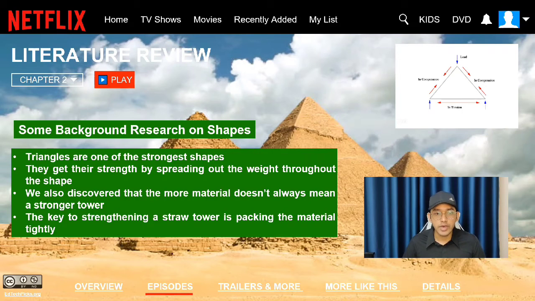In addition, we have some background research on shape to build a tower. Triangles are one of the strongest shapes. They get their strength by spreading out the weight throughout the shape. We also discovered that the more material doesn't always mean a stronger tower. The key to strengthening a straw tower is packing the material tightly.